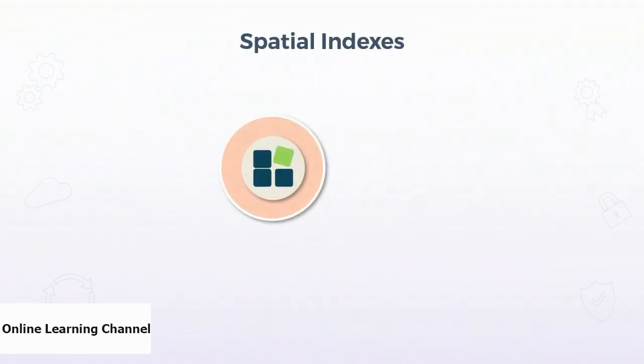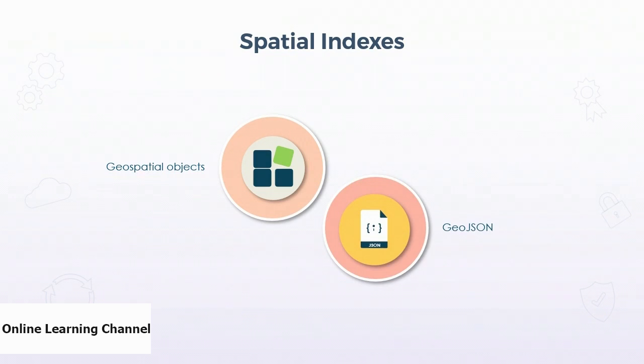Spatial indexes are used for geospatial objects. Currently that would be points, line strings, or polygons. These are supported, and we can use spatial indexes on GeoJSON objects. So if that's something that you need to use, you can take advantage of spatial indexes in Microsoft Azure now as well.